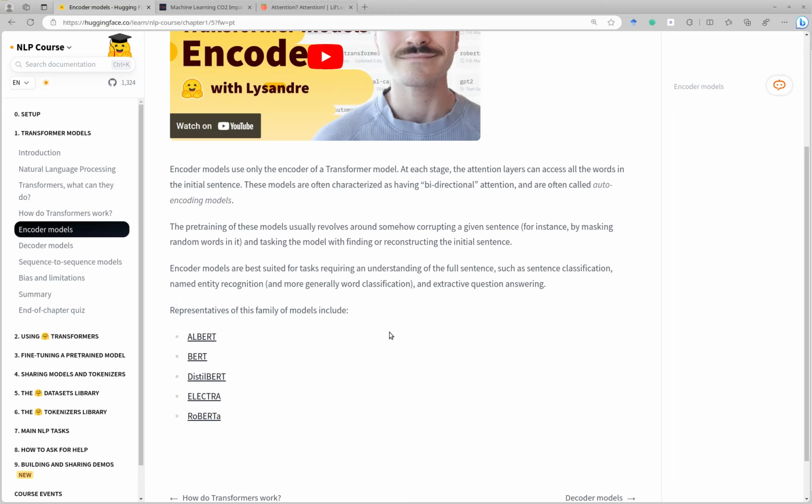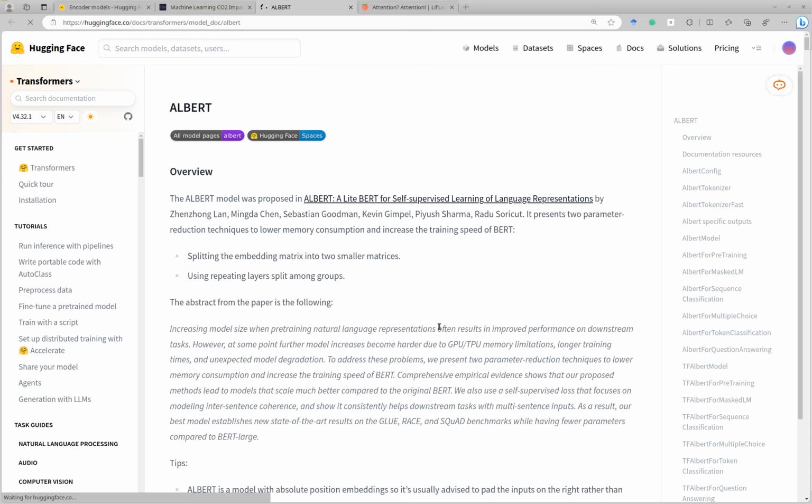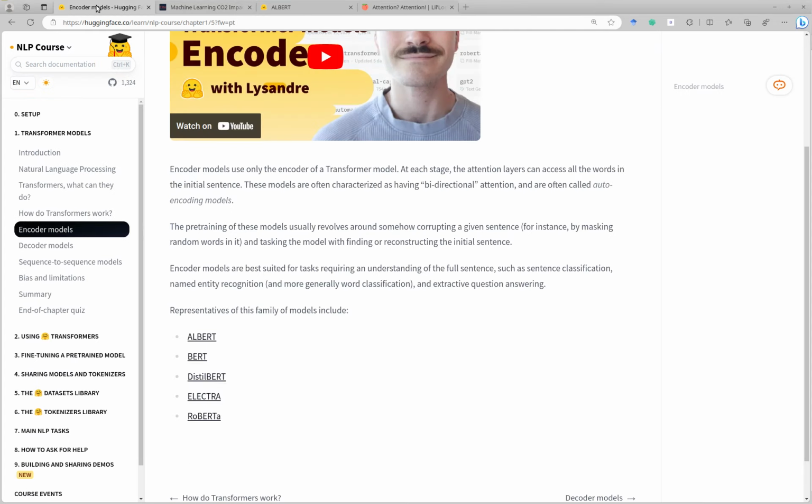Also, as well as extracting the answer from the given context. The various models that are under this family are listed here. If you want to dive deep, you can open it and have a detailed understanding of those architectures along with their papers. So if you want to dive in deep, you can have a look at those models as well.